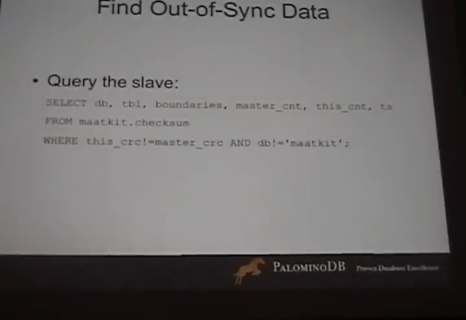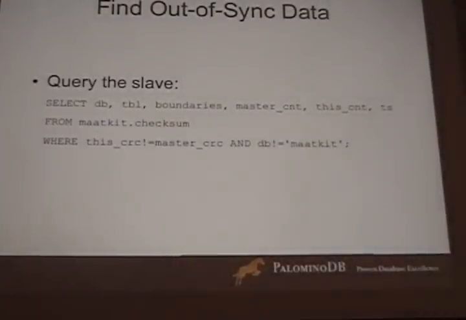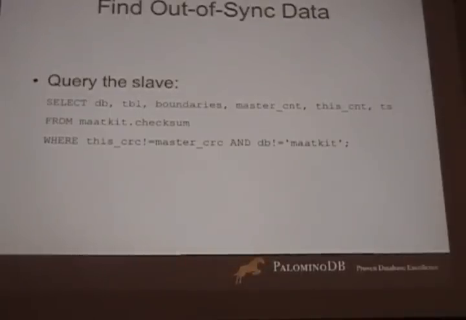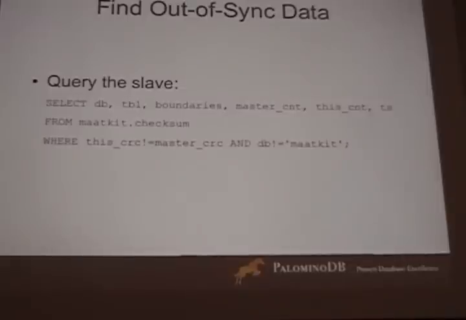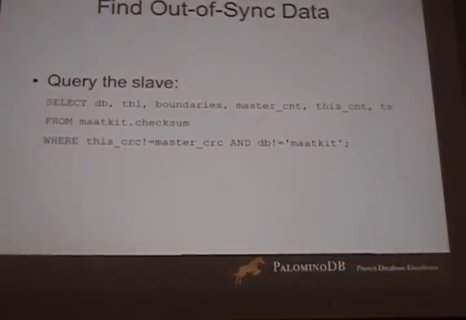But it's ingenious to me that they use this. The reason it gets out of date is the way that you can find the fix. Because you may have a different count on the master and slave, you may have a different checksum. So this is what I usually do: database, table, boundaries, master count, this count, timestamp, where this CRC does not equal master CRC. Show me where the checksum is not the same. You can have the checksum be the same, but very rare collision cases.